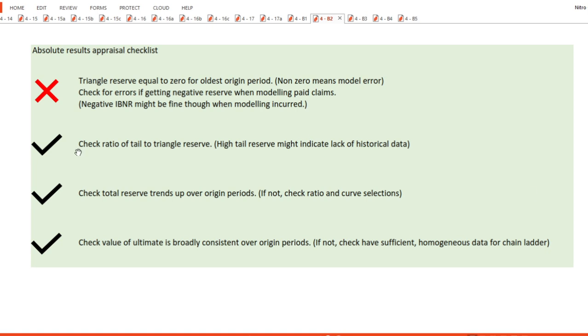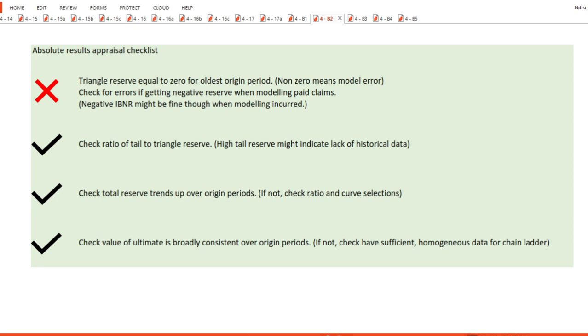Next, we can compare the ratio of our tail and triangle reserves. Too high a tail reserve might indicate a lack of historical data, which might indicate the chain ladder method is not best placed to reserve this segment. Then we can check that the total reserves increase as we compare newer to older origin periods. Naturally, growth or contraction and other factors can alter this, but it's a good simple check to apply generally.